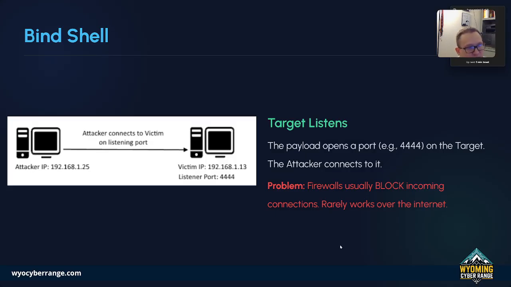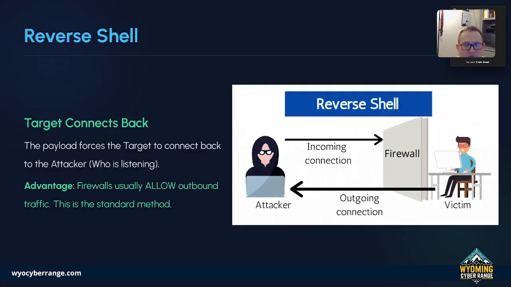So what you find over the internet a lot of times is what we call a reverse shell. Now, the reverse shell is, well, how does the victim attack back to the attacker? Firewalls usually allow traffic outside the network, so this is a standard method for penetration testing. If you look at the diagram here, you can see that the victim initiates the connection out to the attacker, while any incoming connection is probably blocked by the firewall.